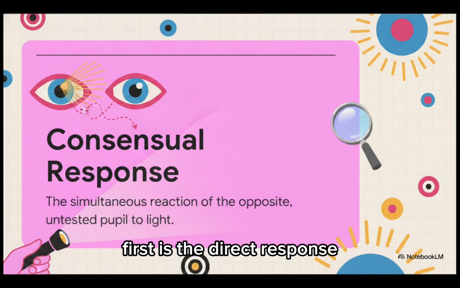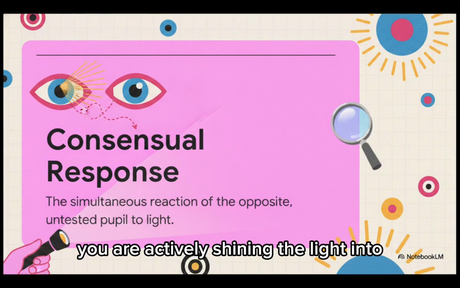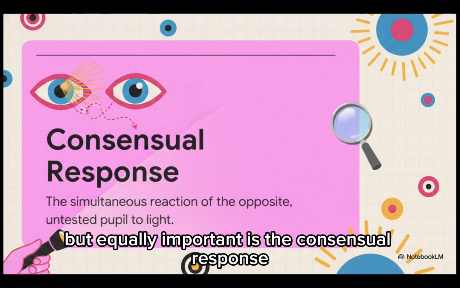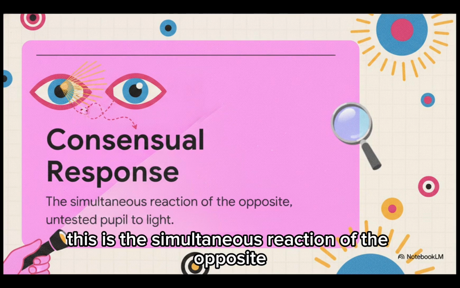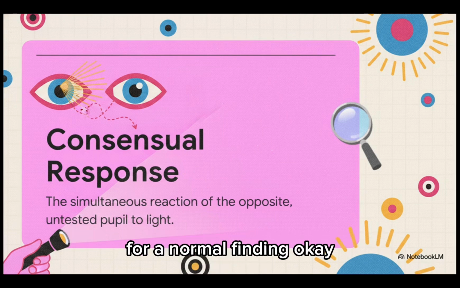First is the direct response. That's the constriction of the pupil you are actively shining the light into. But equally important is the consensual response. This is the simultaneous reaction of the opposite, untested pupil. Both of these absolutely must occur for a normal finding.